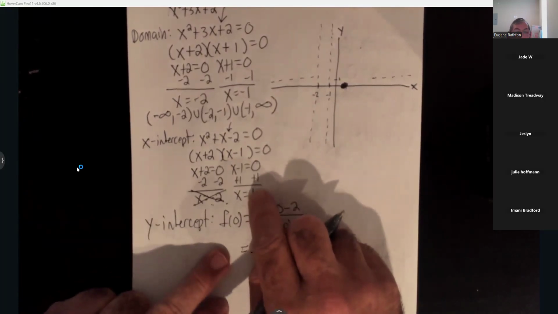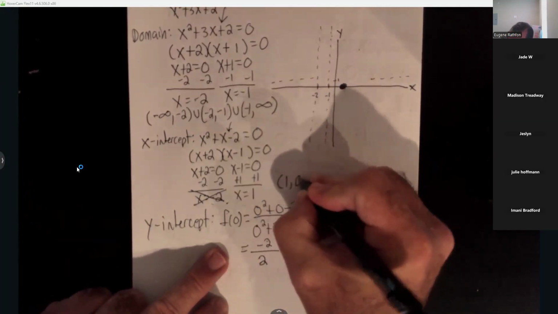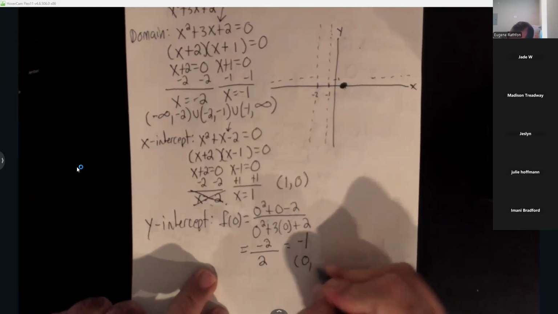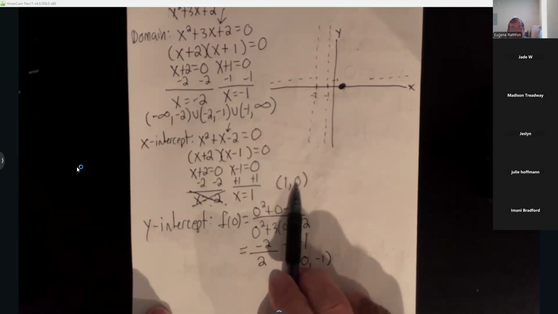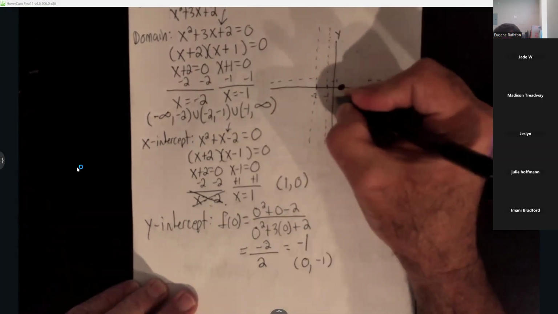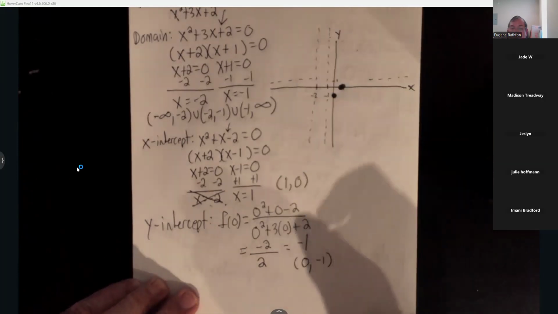Now, remember, MATLAB is going to ask for the x-intercept as a point, so that one will be (1, 0). The y-intercept is going to be (0, -1). So the x-intercept has a 0 for the y. The y-intercept has a 0 for the x. So y'all, that means right here at -1 on the y-axis is where that's crossing.